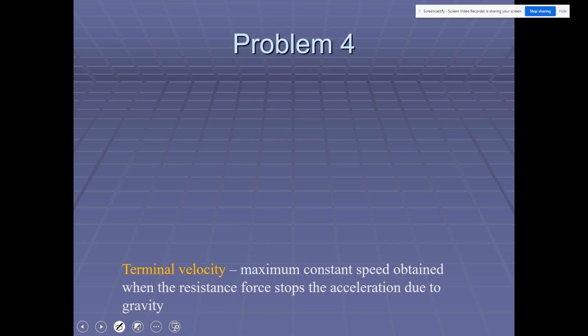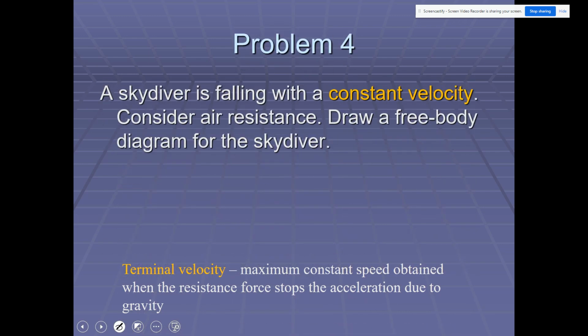Okay, problem number 4. Skydivers falling with constant velocity. Consider air resistance. Draw a free body diagram for the skydiver. I'm going to draw a couple of free body diagrams here. Let's pretend like here is the skydiver that just steps out of the airplane.